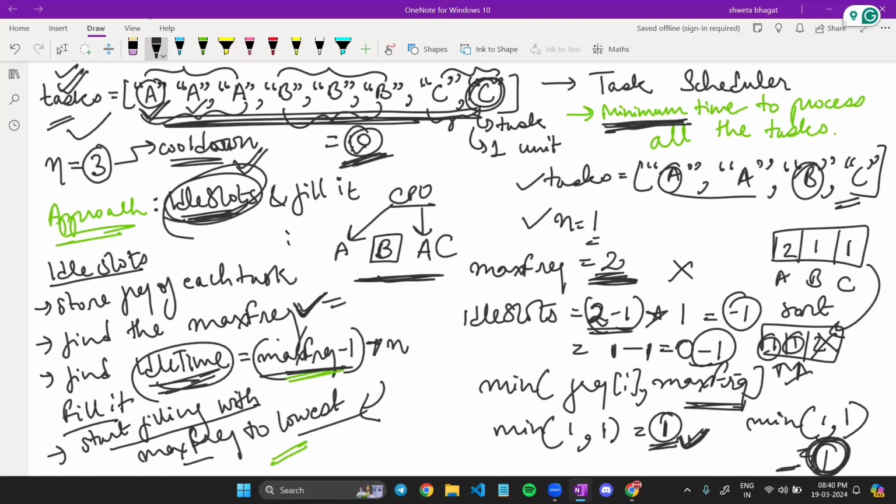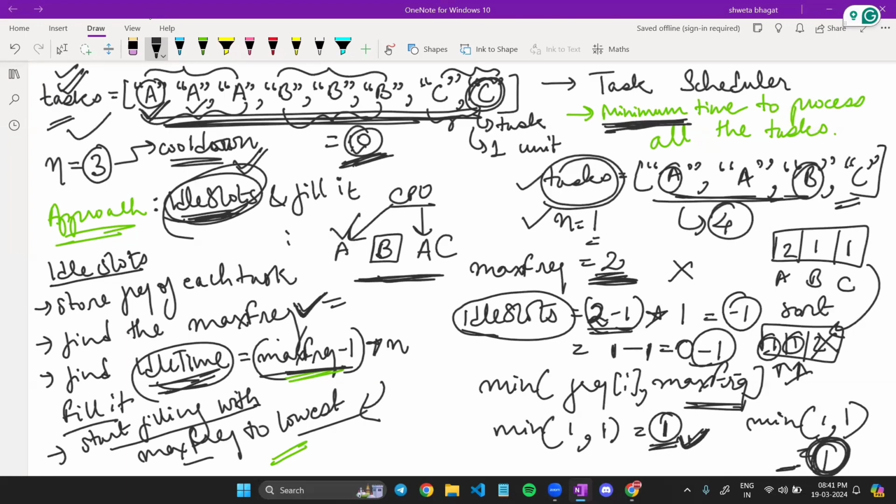Which is wrong. Okay. So whenever we find that the idle slot is negative, that is, whenever we have idle slot less than 0, in that case what we will return? We will simply return the length of the task. And what is the length of the task? In this case, the length of the task is 4. And what is the time that is required to complete all these tasks?